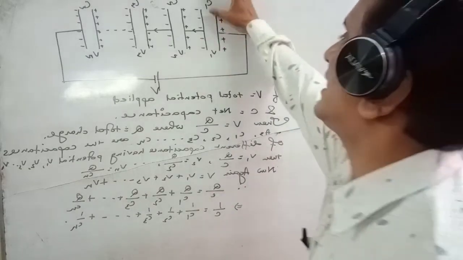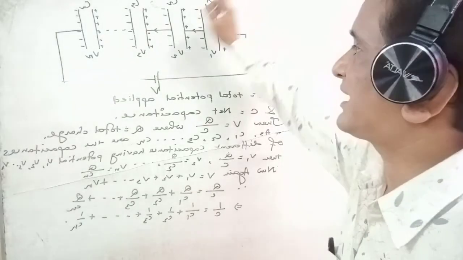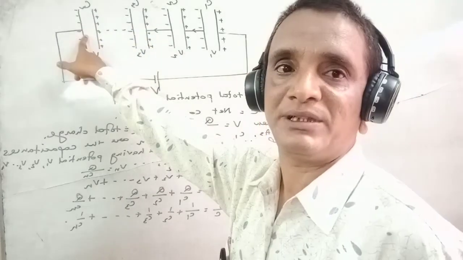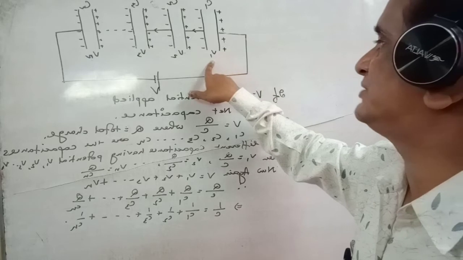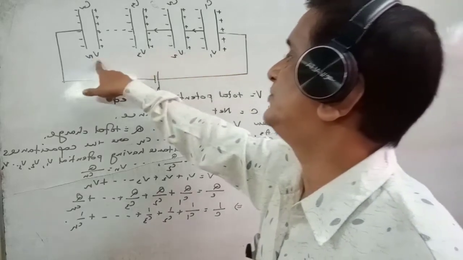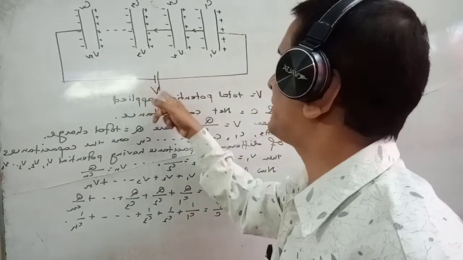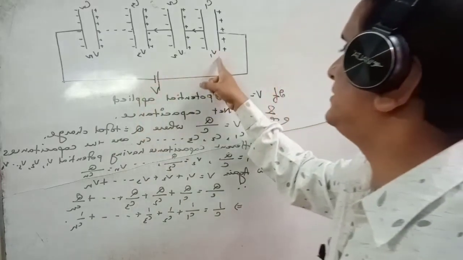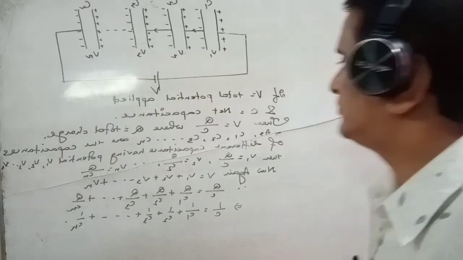Here suppose the capacitance of the first one is C1, the second one is C2, the third one is C3, and the nth one is Cn. And we have assumed that the potentials across them are V1, V2, V3, Vn. As it is connected to the whole capacitor having the potential V, we can say that V equals V1 plus V2 plus V3 plus Vn.